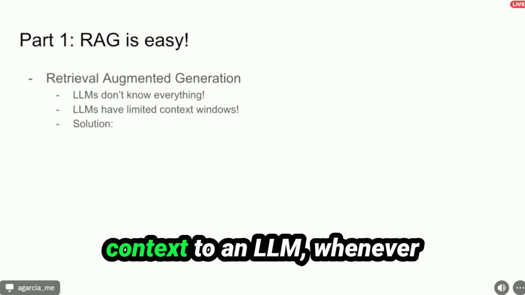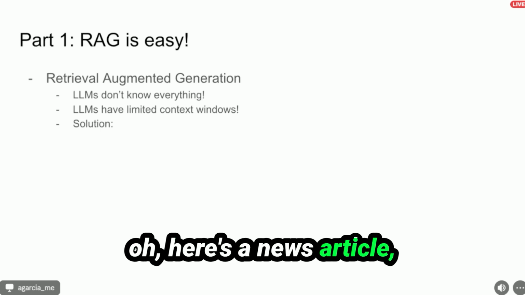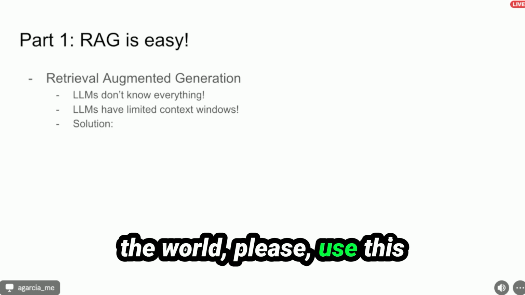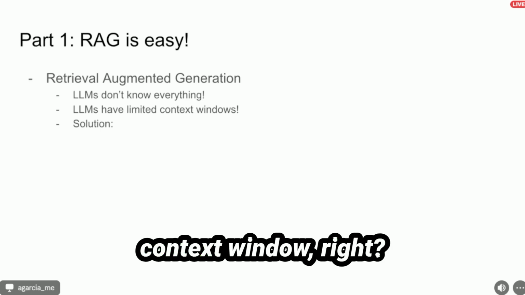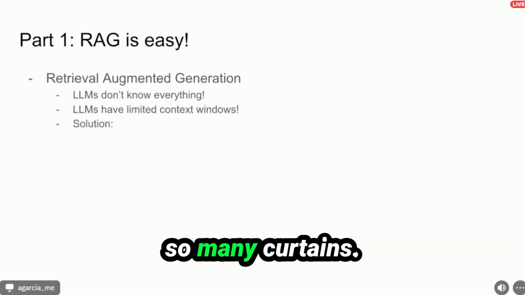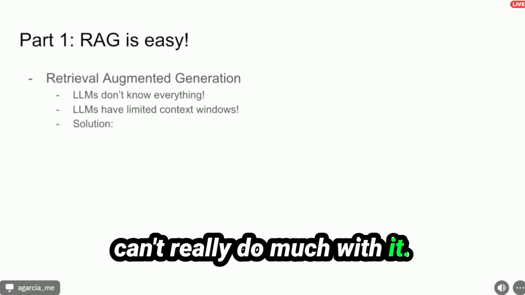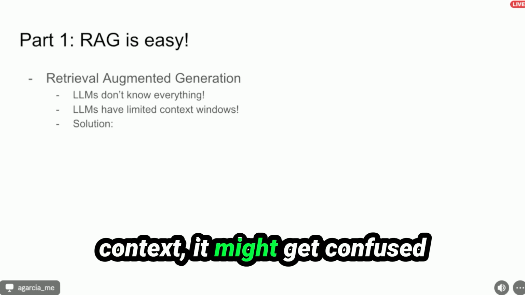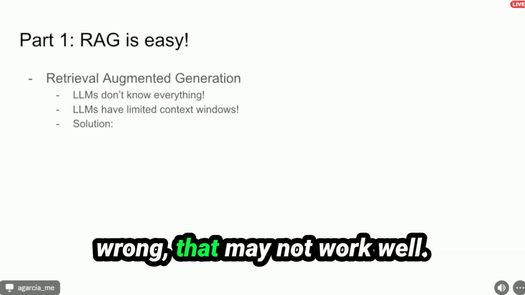Now, you could provide context to an LLM. Whenever you ask a question, you can provide context like, oh, here's a news article, so please summarize it. Or here are some recent events that happened in the world. Please use this to determine your answer. But know that large language models have a limited context window, right? You can only feed so many tokens to a large language model before it can't really do much with it. And there's also some performance issues with that. So if you provide too much context, it might get confused or it might answer wrongly, or you provide context that's wrong, that may not work well.